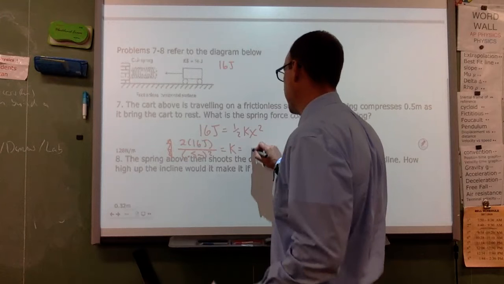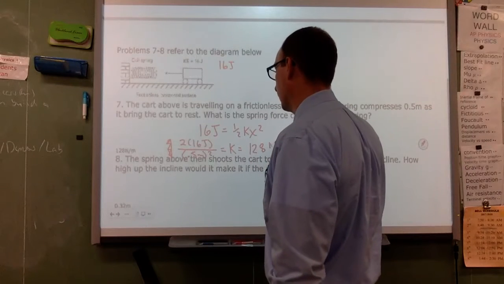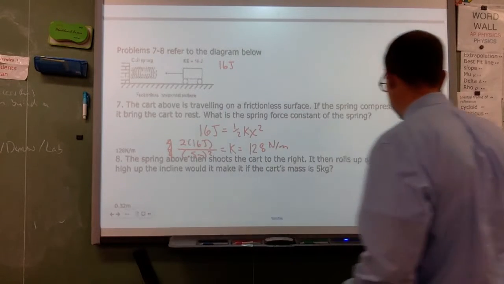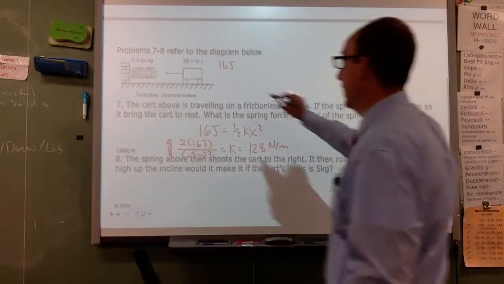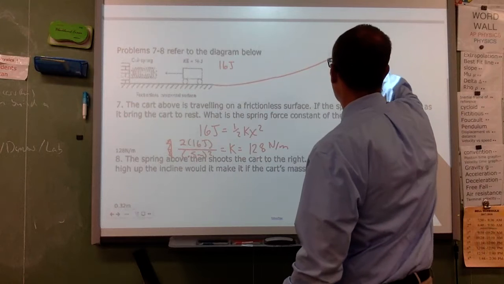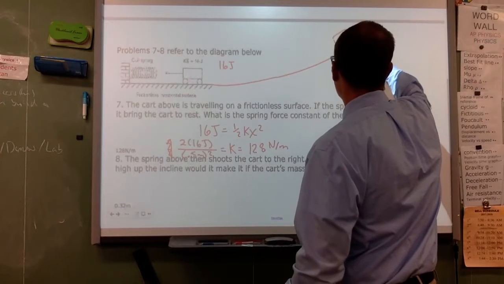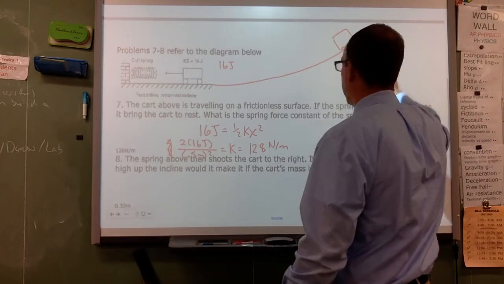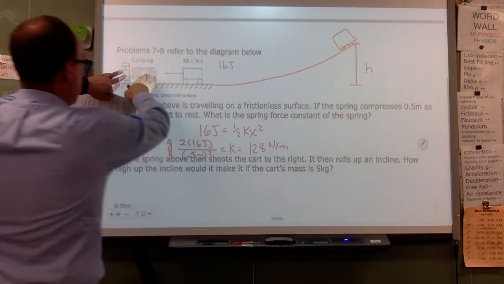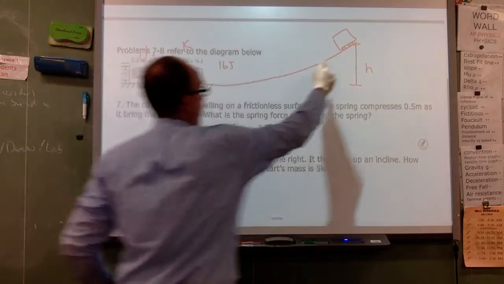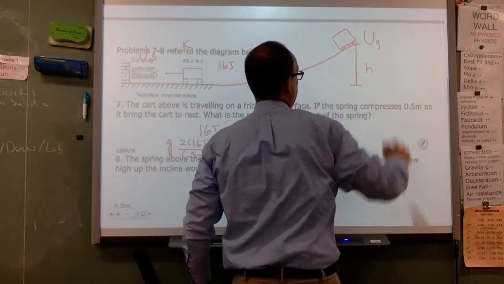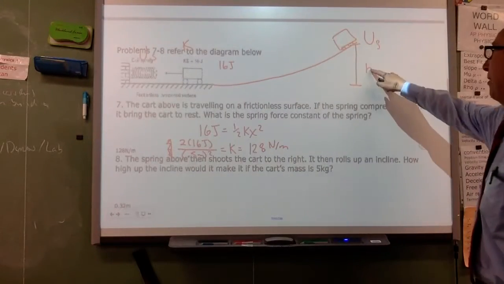Which is going to give me 128. All right, it's then going to shoot it off and go up an incline and come to rest again. So now it's taken the spring energy, turned it into energy of motion, and now it's going to turn it into energy of gravity as it goes up. So we'd like to know how high it goes up.